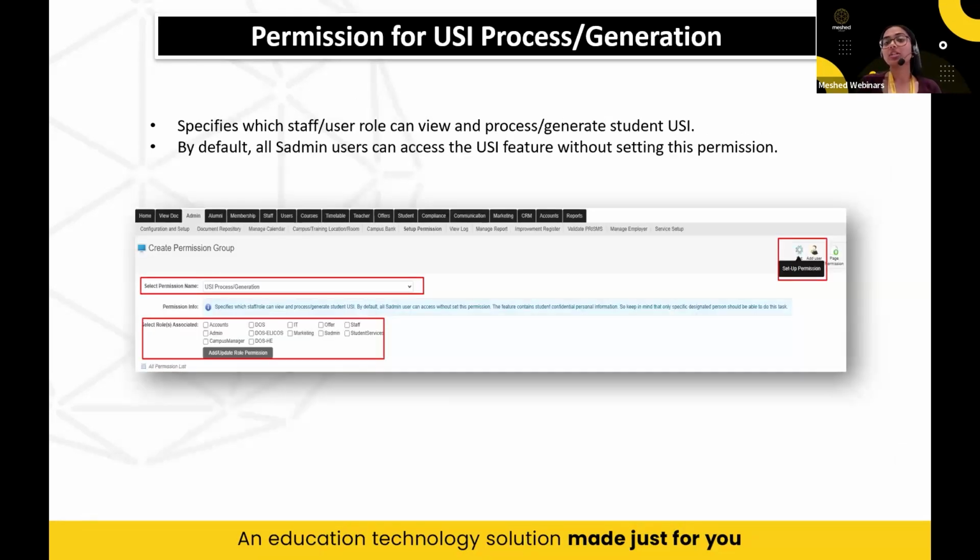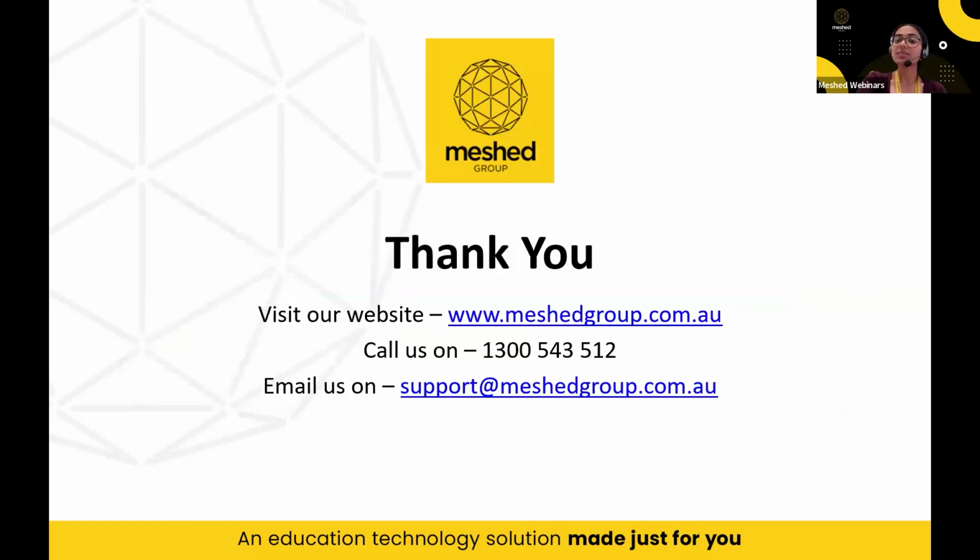Finally, there is also a permission that you can grant to your staff to allow for USI processes and generation. By default, any user who has SAdmin access in the system has access to the USI feature. However, if you want to grant it to any other user roles in the system, you have to go under admin, set up permission, and then you can specify the USI permissions as well. This will allow that user to record, verify, and locate USI for that student and to also access the USI feature in general. So this almost covers the USI feature within the mesh system.